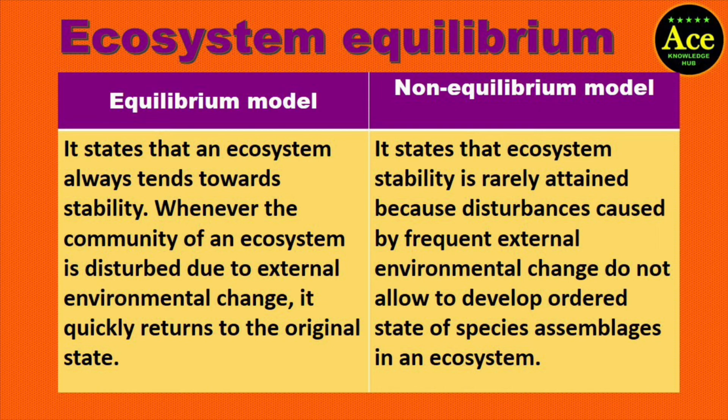The other model is the non-equilibrium model. It states that the ecosystem stability is rarely attained because disturbances caused by frequent external environmental change do not allow development of an ordered state of species assemblages in an ecosystem.